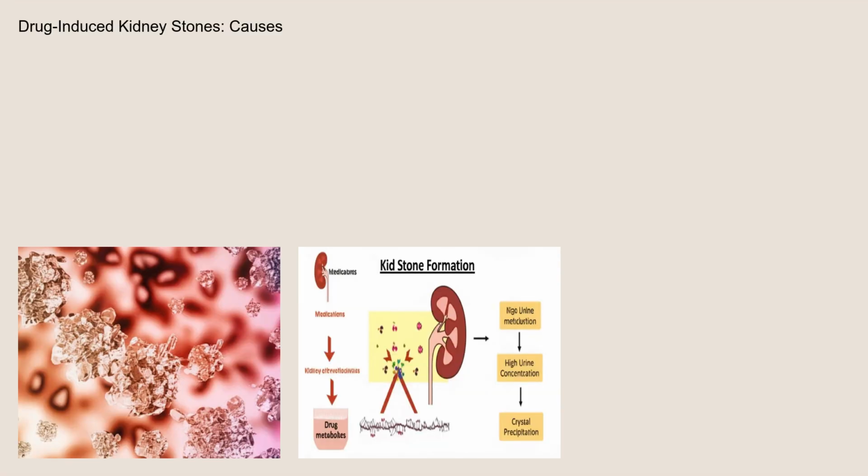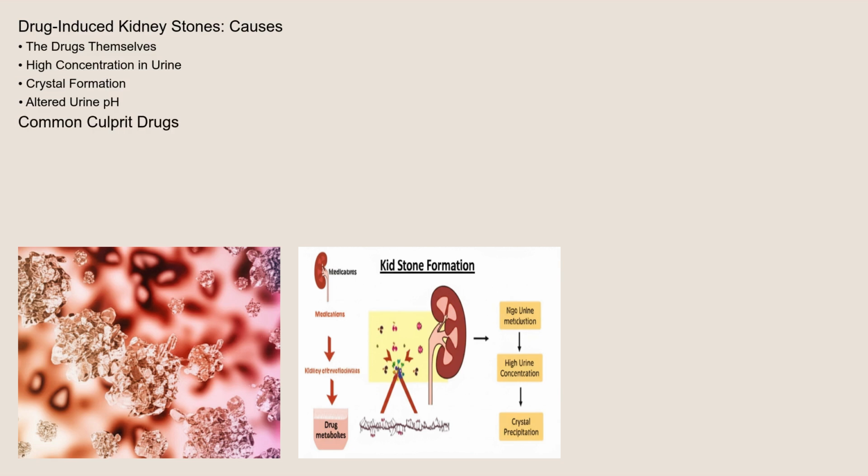So, what exactly causes drug-induced stones? The key lies in the drugs themselves. Certain medications, when metabolized and excreted by the kidneys, can lead to an abnormally high concentration of specific substances in the urine. Some drugs directly precipitate out of solution, forming crystals. Others can alter urine pH or inhibit the body's natural mechanisms for preventing stone formation. Common culprits include diuretics, certain HIV medications like Indinavir, the anti-epileptic topiramate, and even some over-the-counter antacids containing calcium.